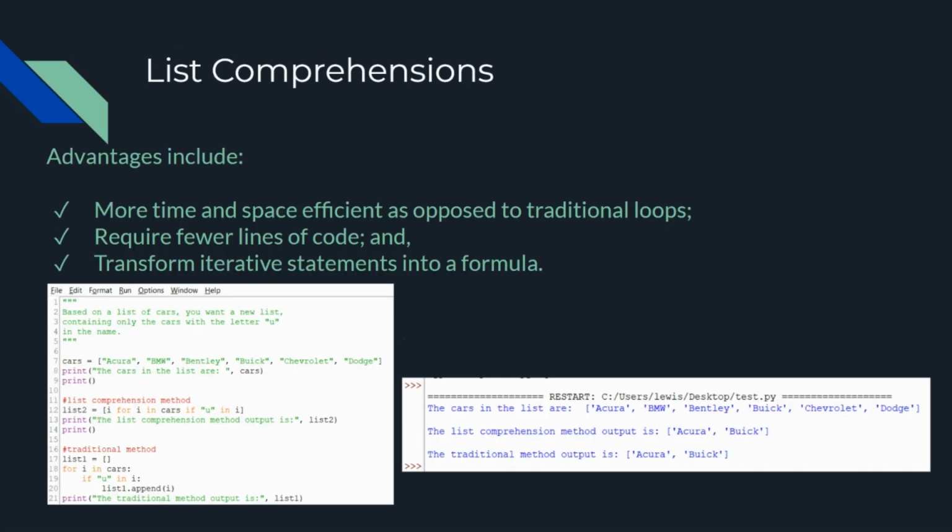A Python list comprehension consists of brackets containing the expression. This is then executed for each element along with the for loop to iterate over each element in the Python list. The list comprehension method is a much shorter syntax for creating a new list based on values within an existing list. There are many benefits to using a list comprehension. Some of the advantages include: they are more time and space efficient as opposed to traditional loops, they require fewer lines of code, and they transform iterative statements into a formula.